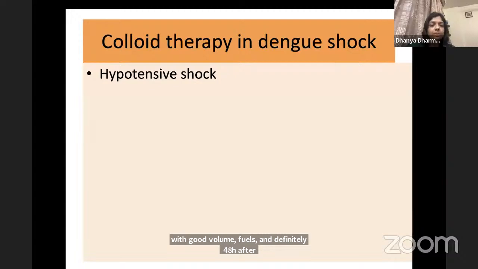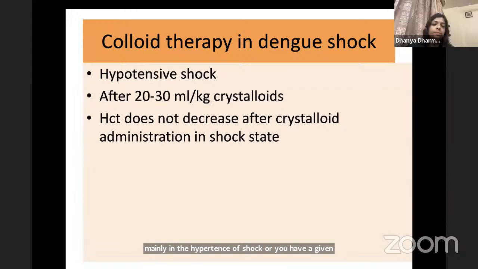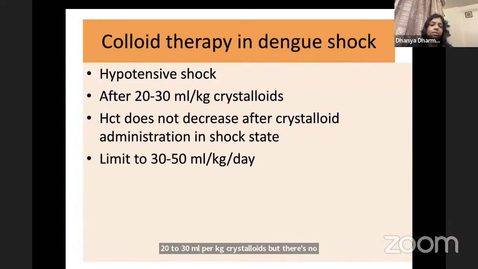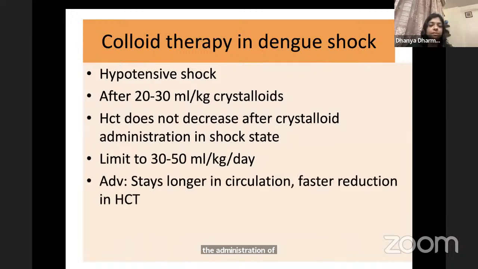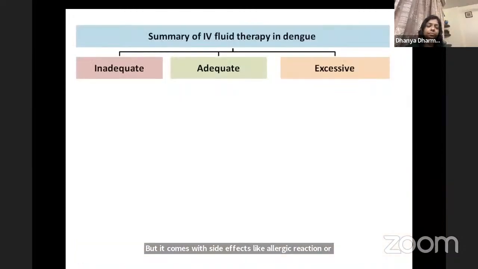Colloid therapy, I already talked about that, its role is mainly in hypotensive shock, or when you have given 20 to 30 ml per kg crystalloids but there's no improvement, or the hematocrit does not decrease after the administration of crystalloids. You limit colloids to 30 to 50 ml per kg. The advantage of colloids is that they stay longer in circulation and cause a faster reduction in hematocrit, but they come with side effects like allergic reaction, impaired coagulation, or potential renal impairment.